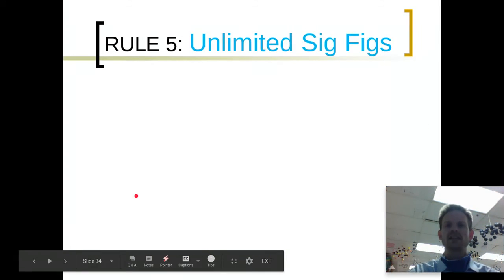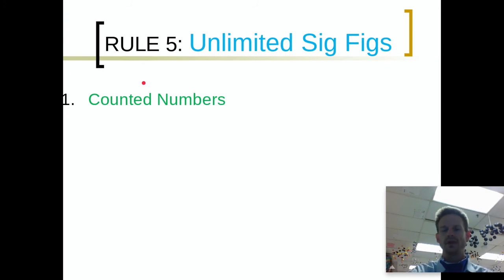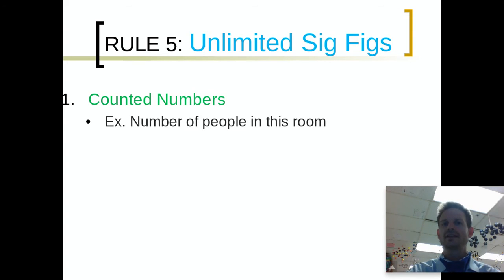All right. Let's look at the last rule. These are things that have unlimited significant figures, right? Counted numbers. So if we see there's 12 people in the room, that is always, always, always going to be true. We're not cutting somebody in half, right? And so counted numbers, that is precise. We could say there's 12.00000000000 people in the room, and we'd always be right. So counted numbers have unlimited significant figures.